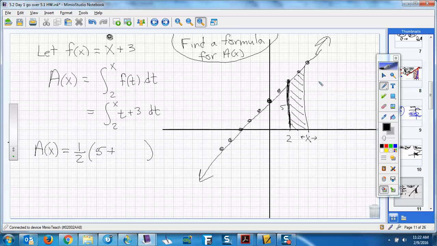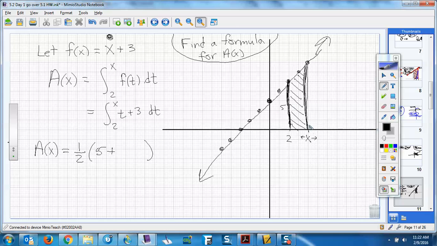Plus, no. What is this? 5 plus x. No. I'm pretty sure it's x plus 3. Now let's think about this a minute. How did you get 5 here? You plugged a 2 into this function. Right here or right here for the t, doesn't matter. 2 plus 3 is 5.